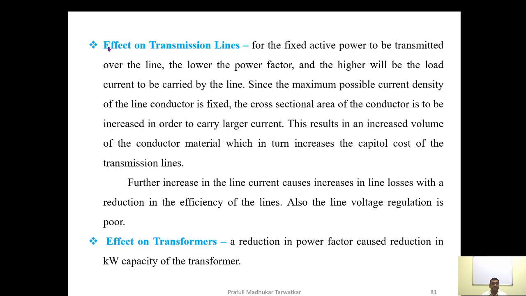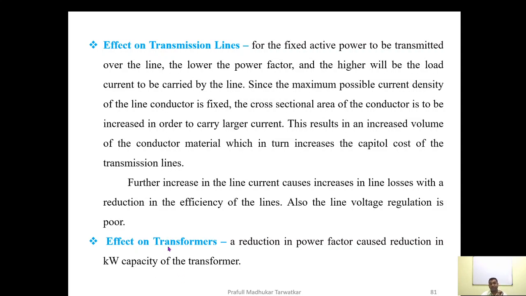The very first effect is the effect on transmission lines. If the system is drawing more current from the source, definitely the transmission line has to carry that much current. So to carry that much current, the transmission line conductors should be capable enough. That means the cross-sectional diameter should get increased. Now if the cross-sectional diameter is increased, that means what? The supporting structures required for sustaining the load of the transmission line are also increasing. So ultimately, with low power factor, the overall cost of the transmission is increased.